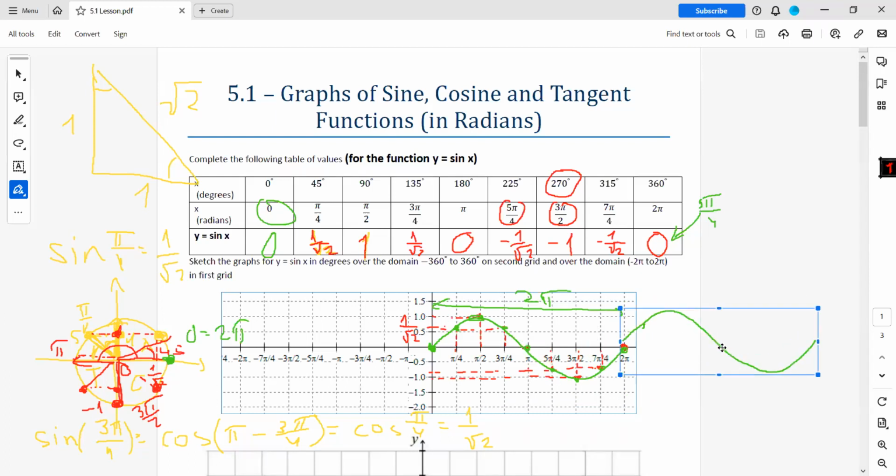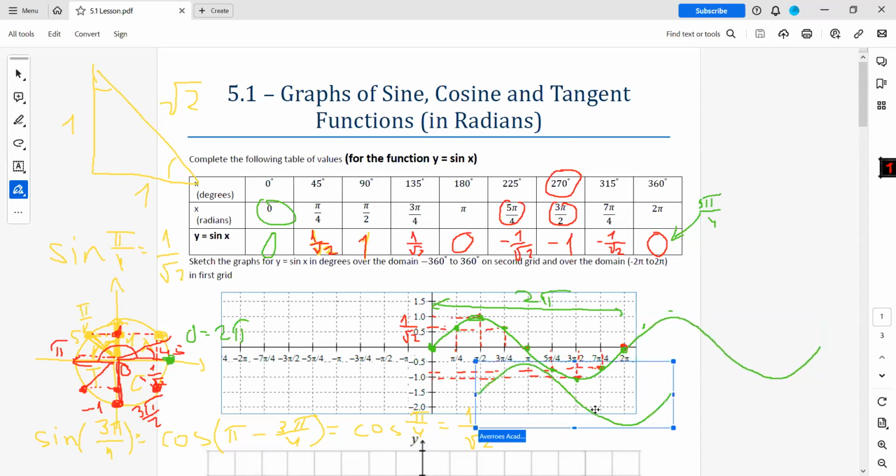Look, we can move this here, and we gotta get the right graph. You see? And we could also move it to the left and get the right graph as well. You see? This is the graph for the sine function in radians.